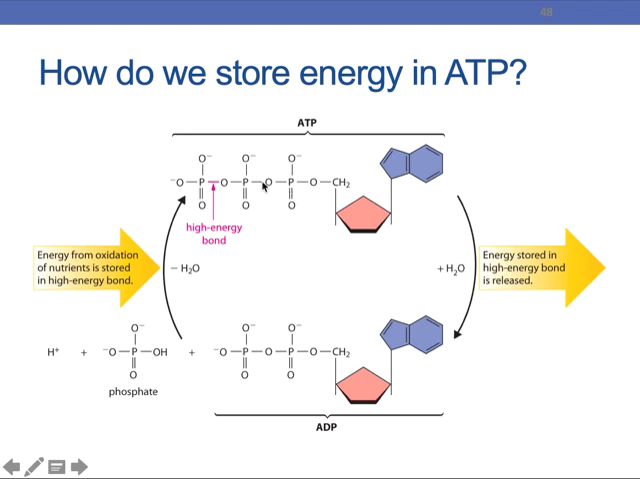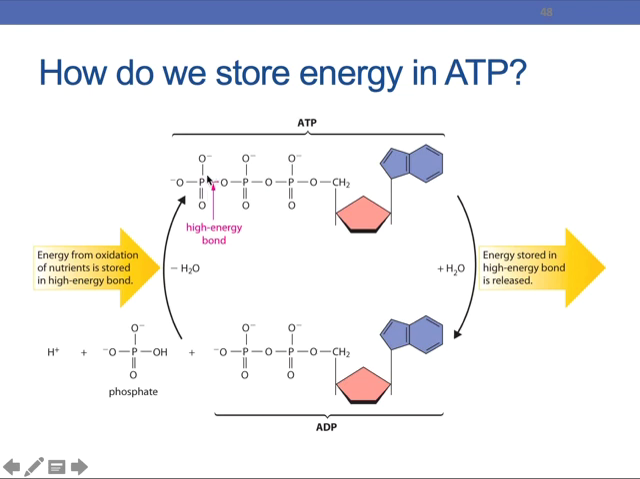ATP is an adenine nucleotide with an extra phosphate attached to it. So you have a third phosphate. Typically, you just have two phosphates, and you have three of them in ATP. So we call it adenosine triphosphate. The third phosphate carries a high energy bond.